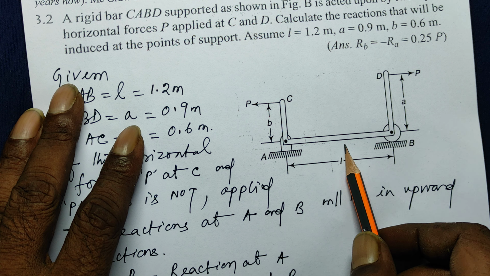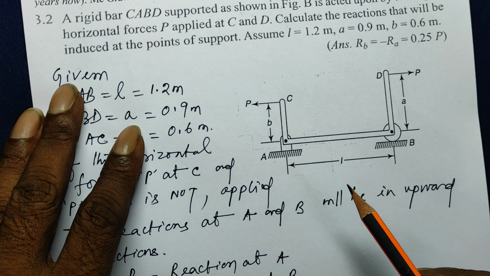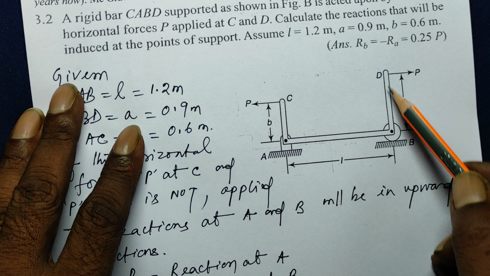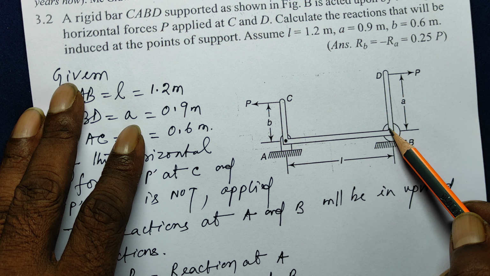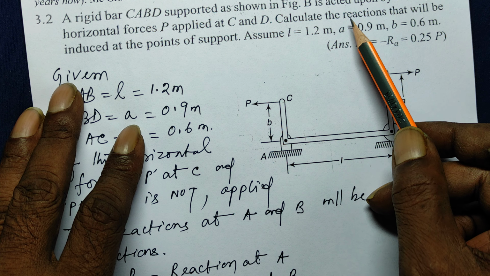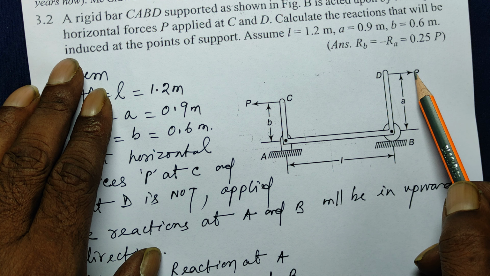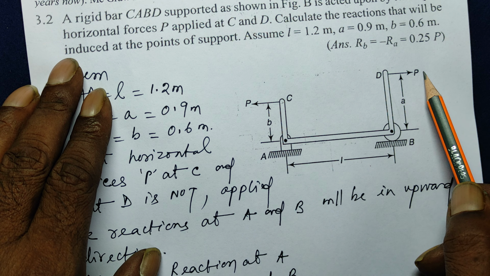This is the original diagram given in the book. A rigid bar CABD. This is a rigid bar. The length of this side and the length of this side are not equal. It is acted upon by two equal horizontal forces. At point D, there is a horizontal force P to this side. At point C, one horizontal force to this side. These two forces are equal and opposite.